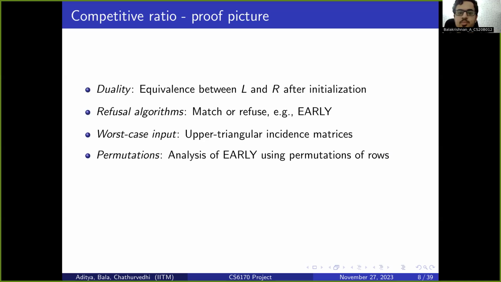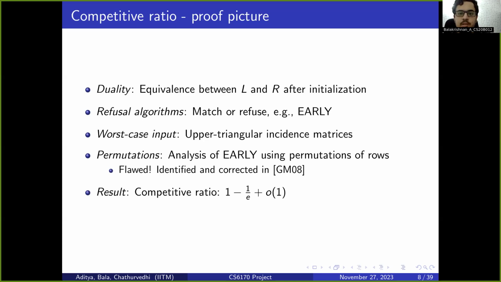Ranking algorithm performs better than the refusal algorithm, so this would prove an upper bound for the competitive ratio as well. However, in 2008, Goel and Mehta found that this proof was incorrect and proposed an alternate proof of the correct result, which is that the competitive ratio is 1 minus 1 over e.